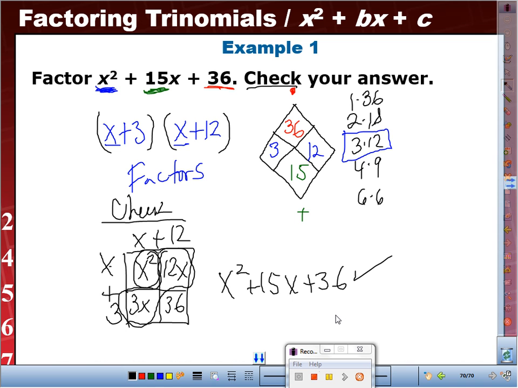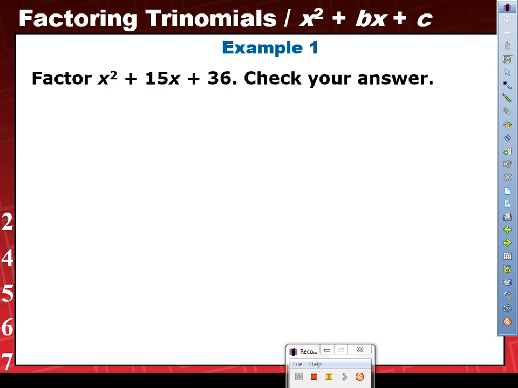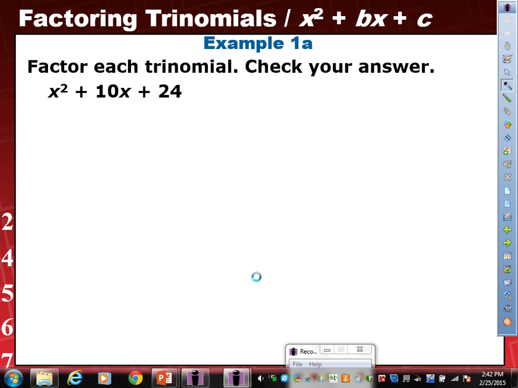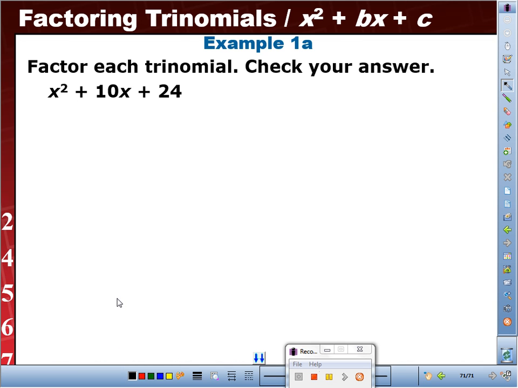How we doing? Let's do another one. Let's do it together, so like that we can go a little bit faster. Here we go. Copy this one. Example 1A. Copy this down, please. x squared plus 10x plus 24.